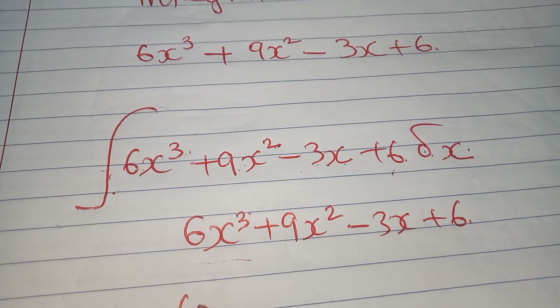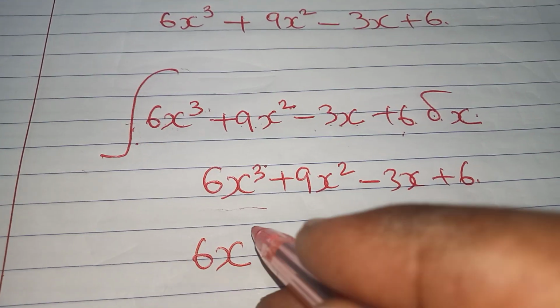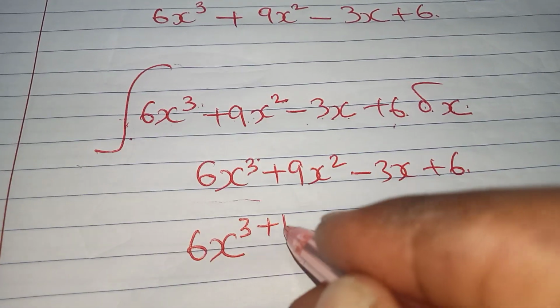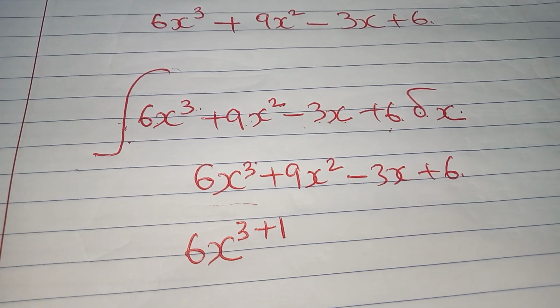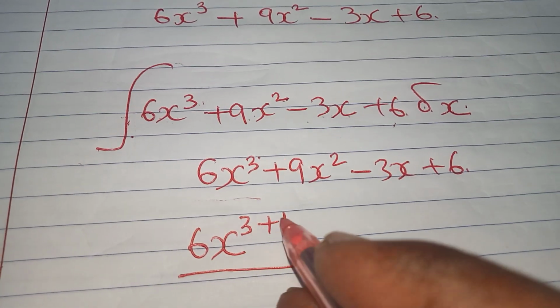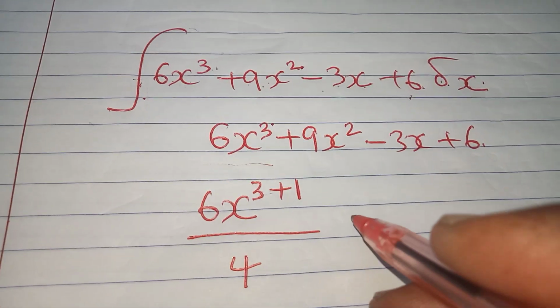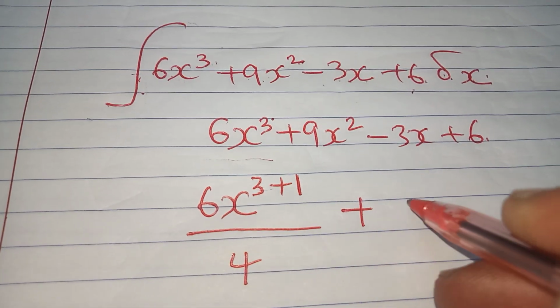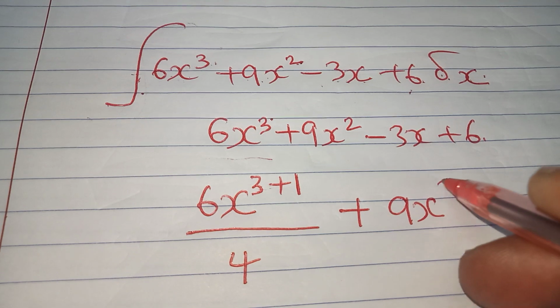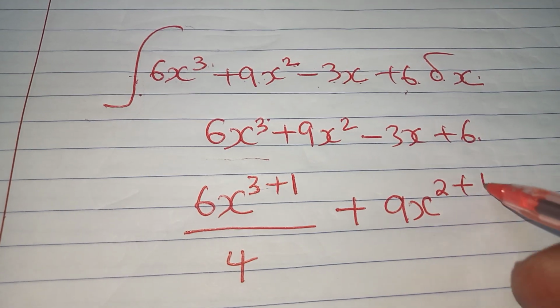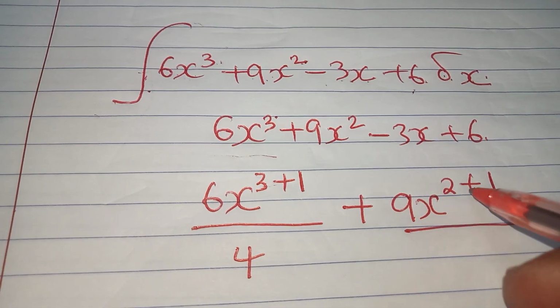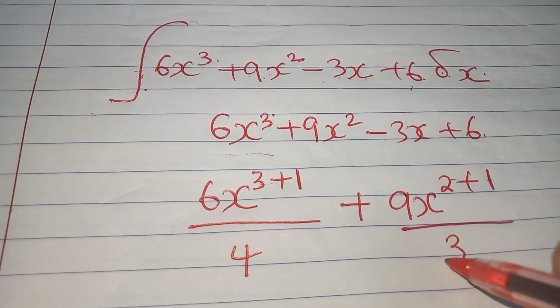That means I'm going to say 6x, look at that, raised to 3 plus 1. So the power gets increased by 1. Then I divide by the resultant power after adding this, and that gives me 4. Then I'll say plus, I'll write 9x raised to 2. I increase the power by 1, then I divide by the resultant power, which is 3.